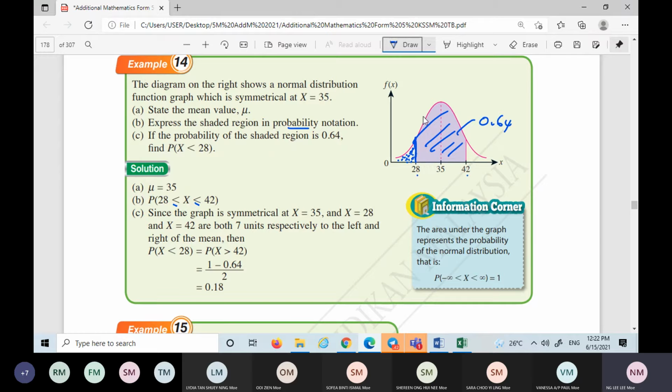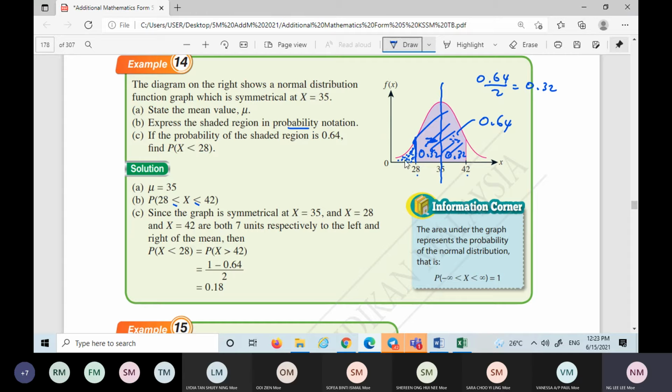You still remember the whole bell is 1. If the whole bell is 1, then half of the bell is 0.5. And then they say that the shaded one, 0.64, is for these two. These two are symmetric, therefore you can divide by half. 0.64 divided by 2, so you get 0.32 each side. Here is 0.32 the area, here another 0.32.